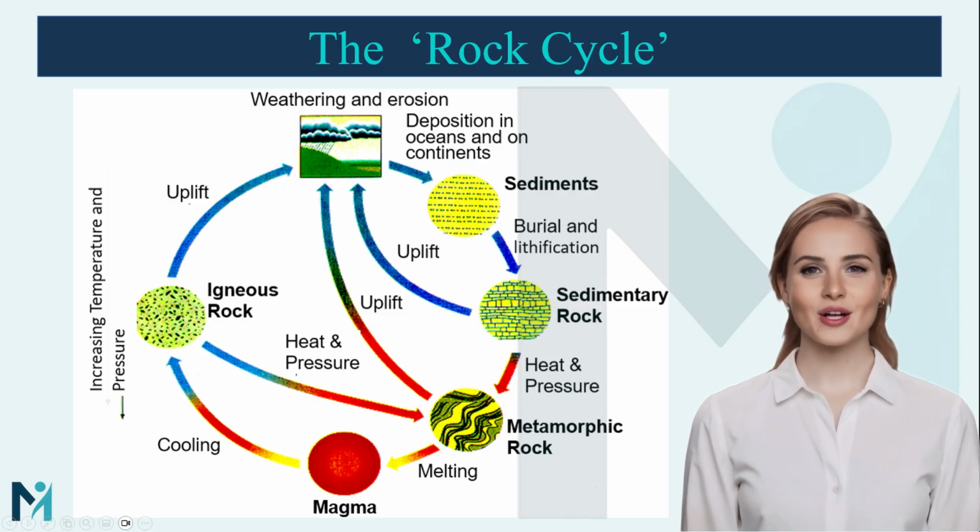And if that burial goes even deeper still, the rock can actually begin to melt, forming magma. When this magma cools, either below the surface or after erupting from a volcano, it crystallizes to form igneous rocks, starting the cycle all over again. What's fascinating is that any rock type, igneous, sedimentary, or metamorphic, can be transformed into another through these 4 key processes: weathering, crystallization, lithification, and metamorphism.